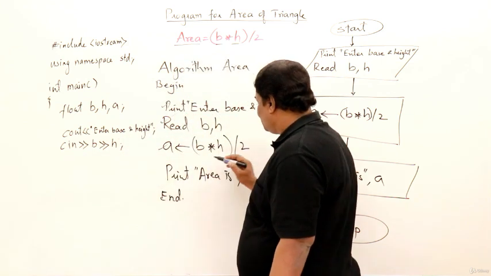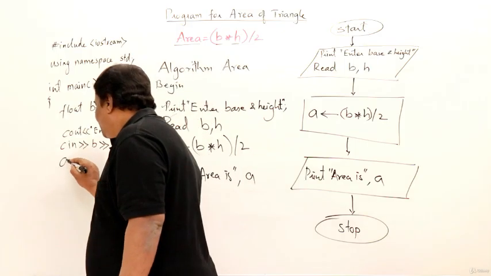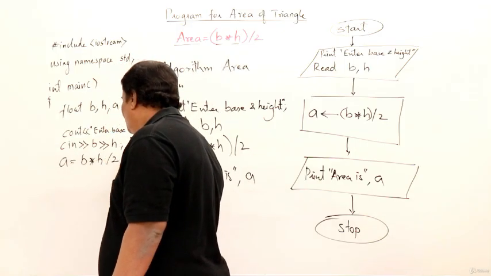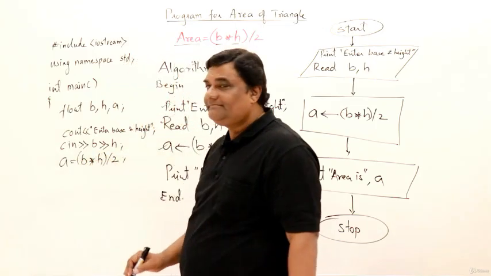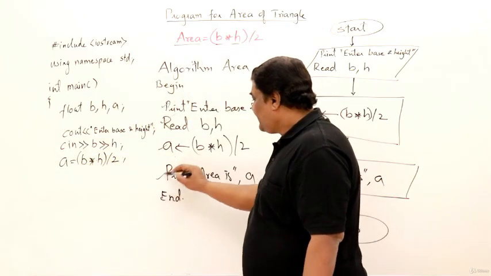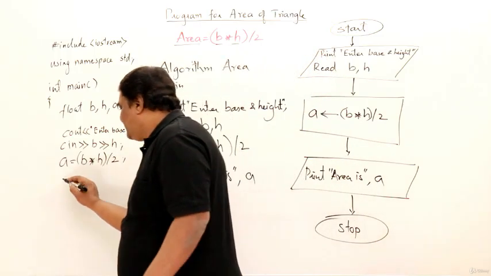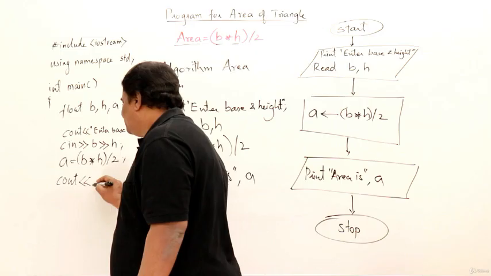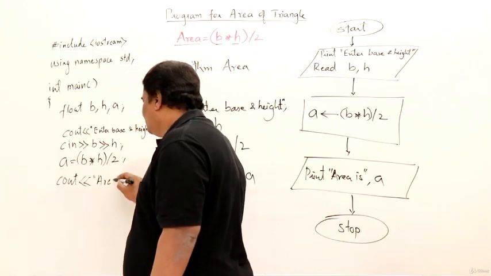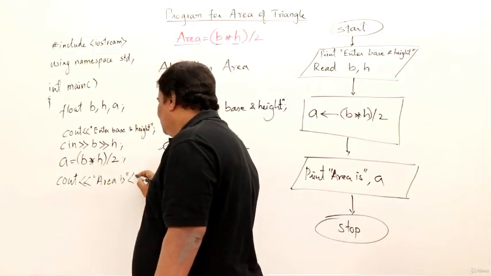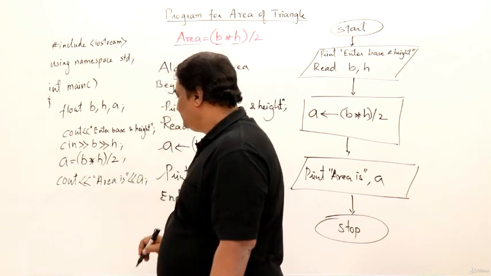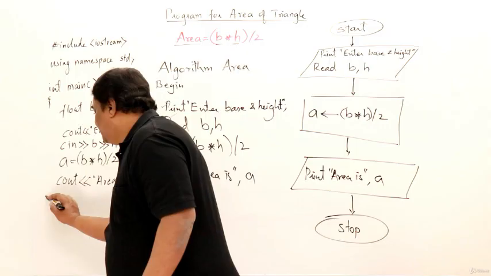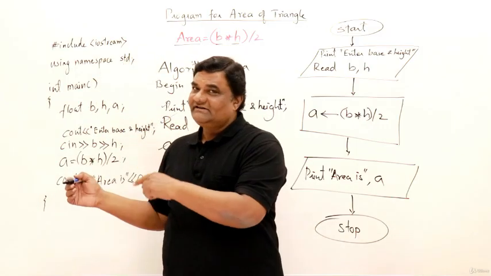The next is process. So find out the area. So A assign B into H divided by 2, and this I can put in brackets. Then the next step is print the result, then end. So here I will write cout, first of all a message, that is area is, right? There's a message, then display a variable. See, the message should be in double quotes, the variable should not be in double quotes, right? Then end of the program. So this is the C++ program.